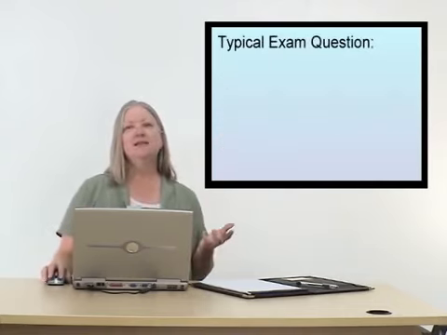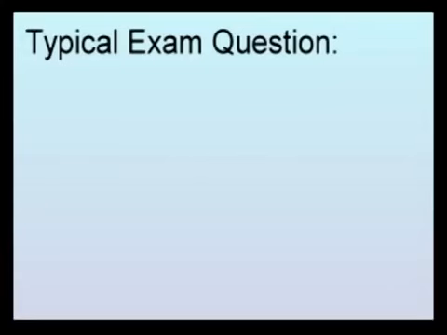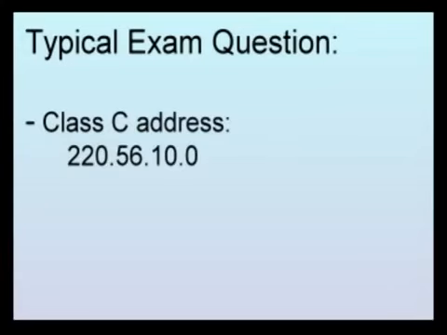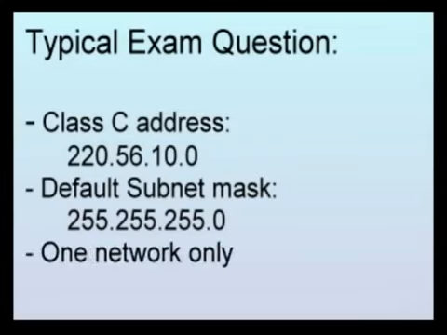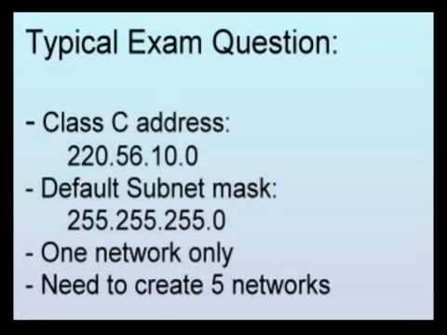So let's take a look at a typical exam question that you might get. It'll probably give you a Class C address, and these are the most common that are still available. So we'll take a look at one here: 220.56.10.0. Remember your TCP/IP version 4, you know that the default subnet mask for this is going to be 255.255.255.0. How many networks does that give us? One. Now, a typical exam question might ask you to create 5 networks out of this address. So, how are we going to do that?